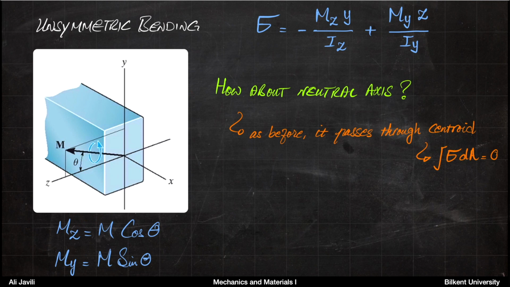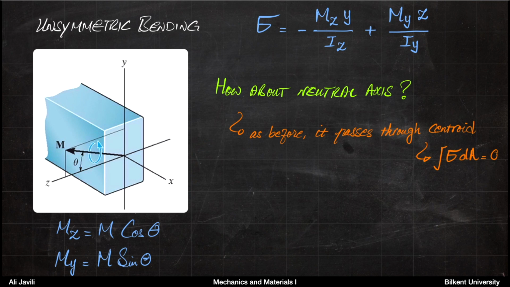We don't know the direction. Previously we did not have this problem. Previously, as soon as we learned that it is passing through the centroid, we knew that it was horizontal. We knew that the neutral axis was the same as the z-axis. That was the same axis that you would apply your moment with respect to. But now it turns out that the neutral axis is not necessarily the same axis that you apply your moment with respect to. So this is not necessarily the neutral axis.